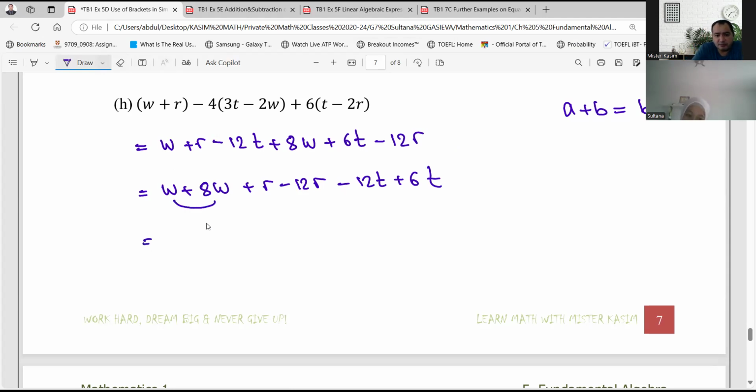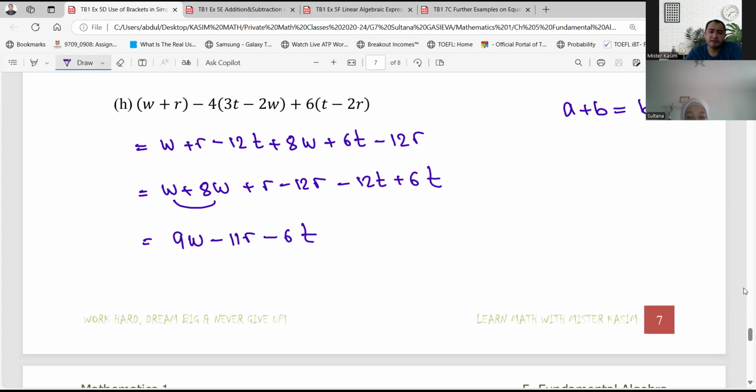W plus 8W is 9W. And the R minus 12R is negative 11R. Negative 12 plus 6 is negative 6T. Okay? All right.